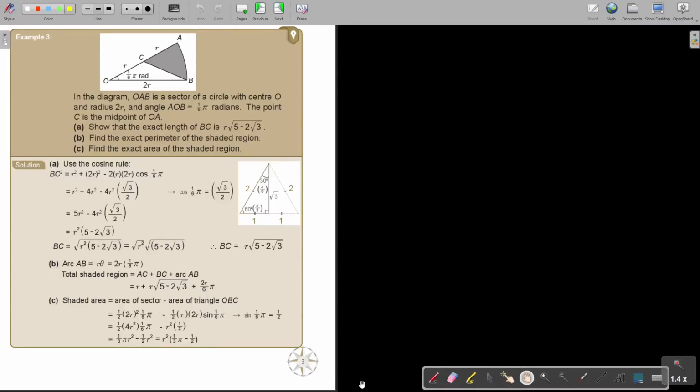AS-Level Circular Measure Exam Preparation Questions Part 3. Let's continue with another example.